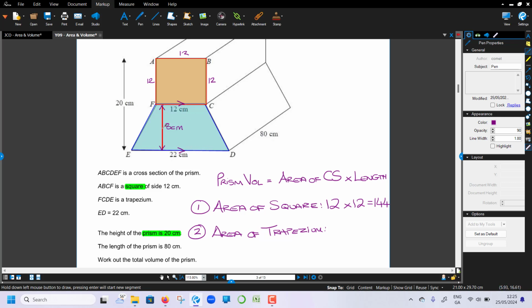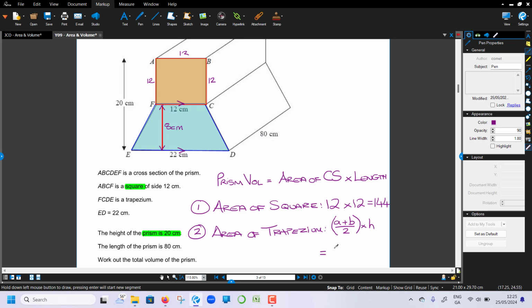So that is parallel to that, clearly. So it's half the sum of the parallel sides multiplied by the height. So it's (A plus B) over 2 times H, and you can put that in brackets if you like. So A and B are the parallel sides.